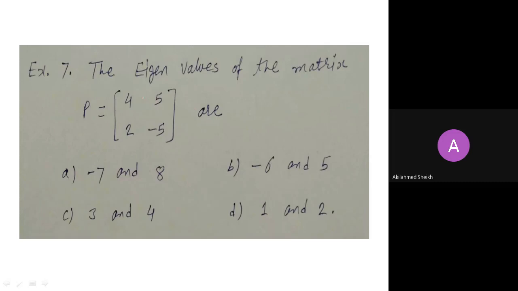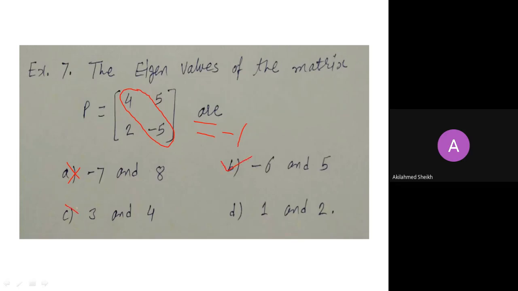This is the 2 by 2 matrix. Again, we know that it has two eigenvalues. Now here, the sum of eigenvalues is equal to the sum of its diagonal elements, that is the trace of the matrix. So if we observe here, 4 minus 5 is equal to minus 1. We get the sum is minus 1. So observe here, minus 7 and 8, that is minus 7 plus 8, we get 1. This is not possible. Minus 6 and plus 5 we get minus 1. So obviously option B is correct.